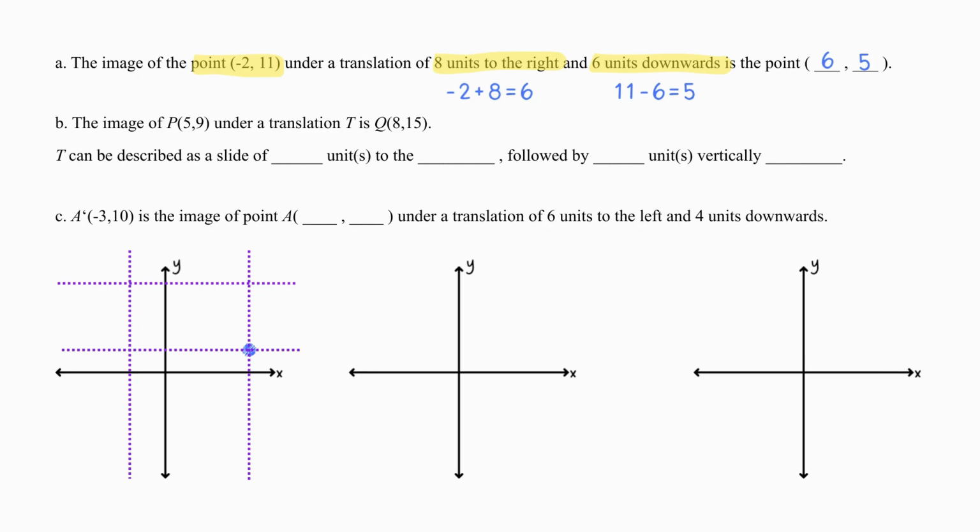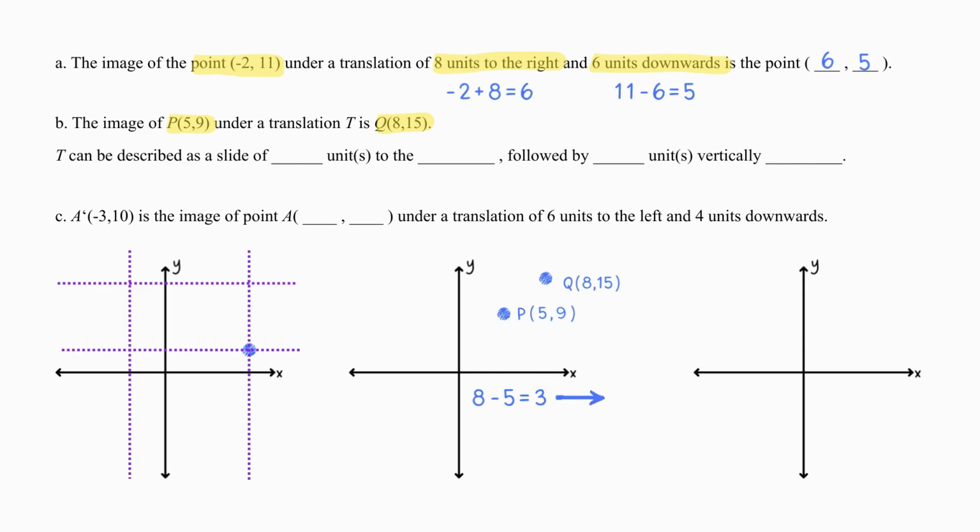Let's move to part B. The question states that we started at point P, 5, 9, and ended up at Q, 8, 15. How did we get there? Let's start with the x values. So we went from an x value of 5 to an x value of 8. So let's subtract our start x value 5 from our end x value 8. 8 minus 5 is equal to 3. Since the number is positive, this means we moved 3 units to the right.